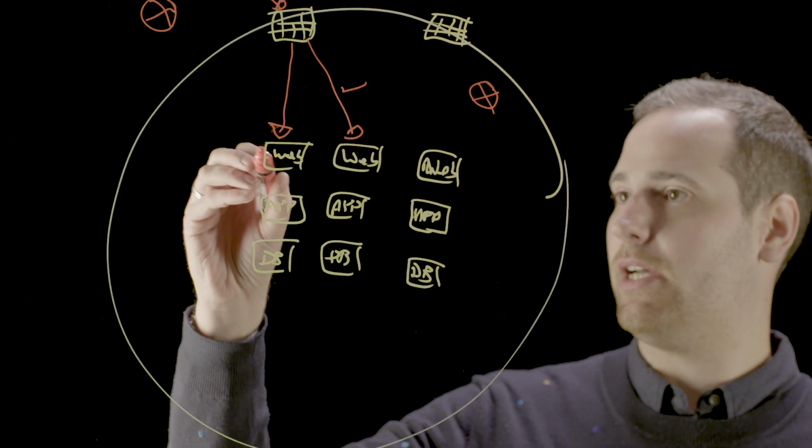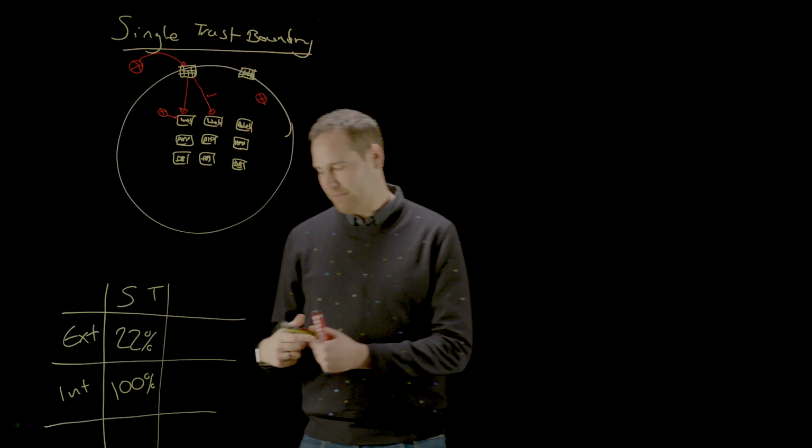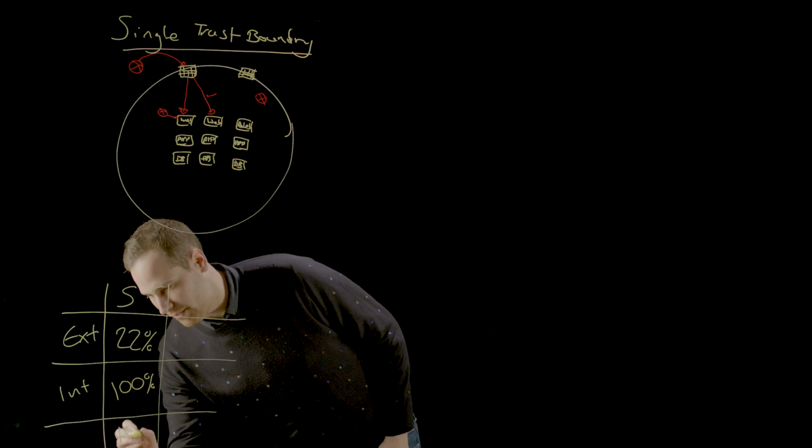So now if we take our third and final scenario, an internally compromised server, this threat actor is now sitting on one of these virtual machines. So in this model, we have exactly the same amount of reachability, 100%.